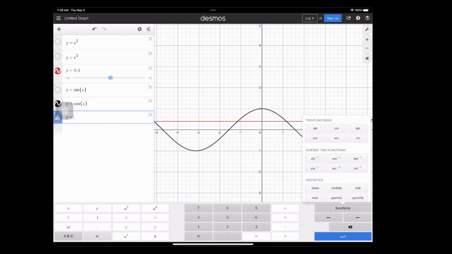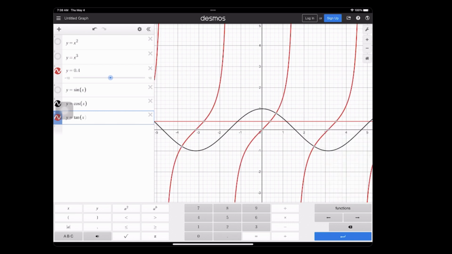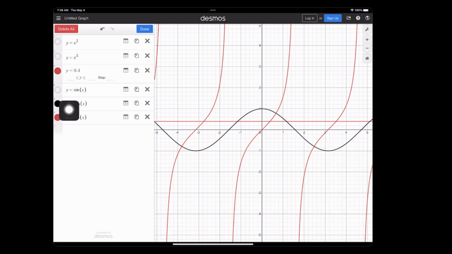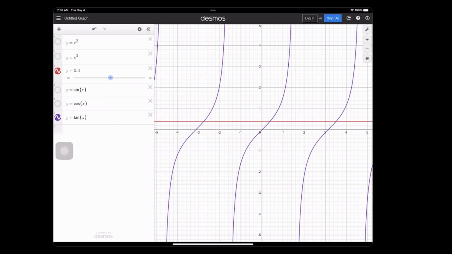What else do you guys know is not one-to-one? I'll give you tangent now. Tangent's not one-to-one either. So all these functions here, our trig functions, are not one-to-one.